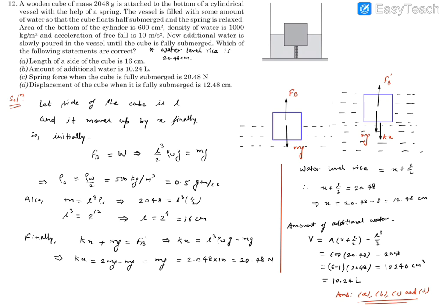That means the block has shifted upward by 12.48 centimeter. The question asks how much additional amount of water we require. So additional amount of water is going to be equal to the volume of this container up to height X plus L by 2, the total level it rises up, but in that a certain volume will be occupied by the block itself. So block's volume that will be occupied is going to be L cube by 2, because half it was already submerged, next half has to be submerged.